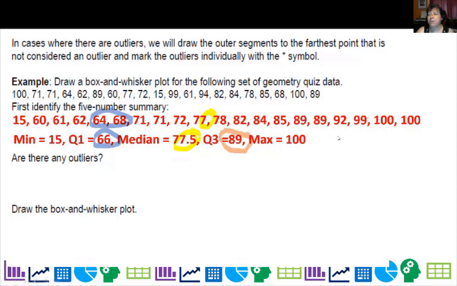For the top half, I'm going to get the same thing. But this time it's between 89 and 89. Well, the average of 89 and 89 is 89, so that's Q3.